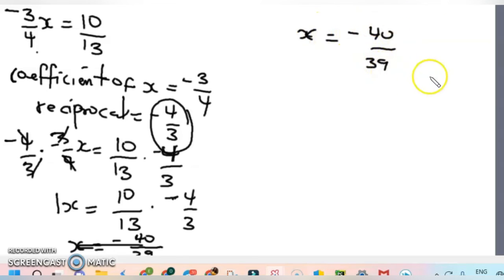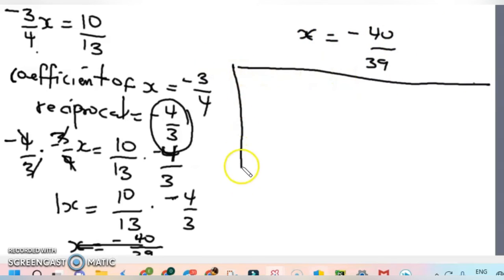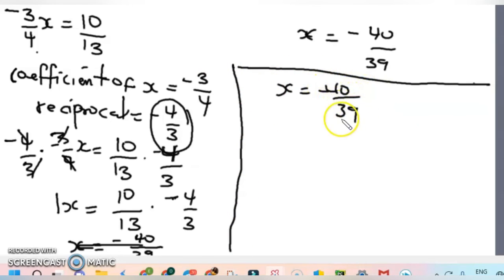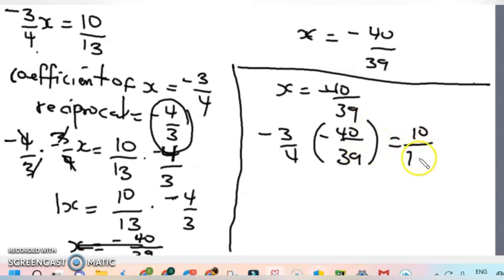We can check to see whether our answer is correct. So let's substitute x equals negative 40 over 39 back into the original equation. So we have negative 3 over 4 times negative 40 over 39 equals 10 over 13. When you see a written parenthesis like this, it's also another way of writing times, so don't be confused. It just means that negative 3 over 4 times negative 40 over 39.